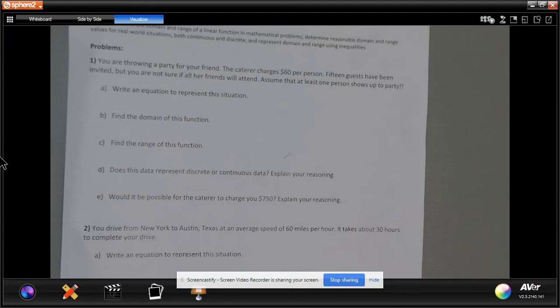Okay, so we're going to look at a couple of problems and talk about the equation, the domain and range, and some other things, and that will help you with your assignment on which you will be determining the domain and range of problem situations on your own.